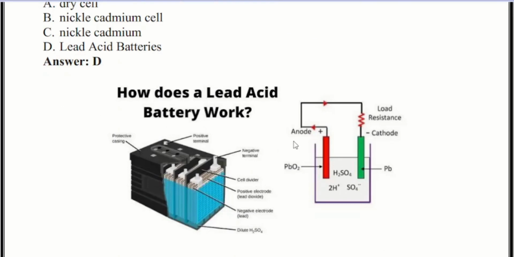What is a lead acid battery? A lead acid battery consists of two electrodes submerged in an electrolyte of sulfuric acid, H2SO4. The positive electrode is the anode, made of a grid of metallic lead oxide, while the negative electrode is attached to a grid of metallic lead.